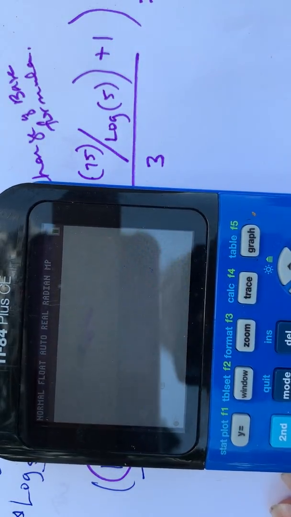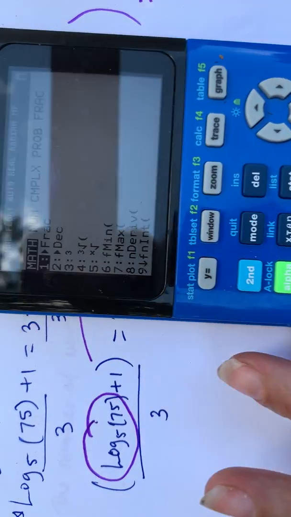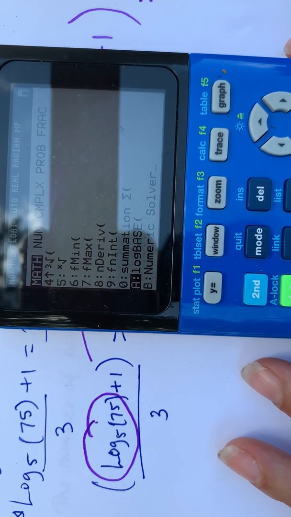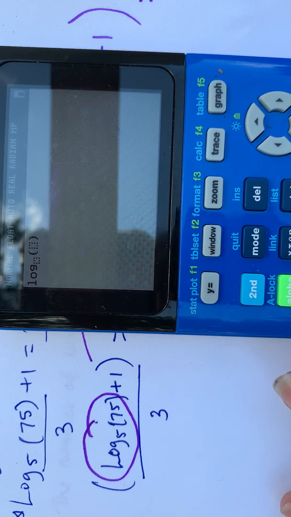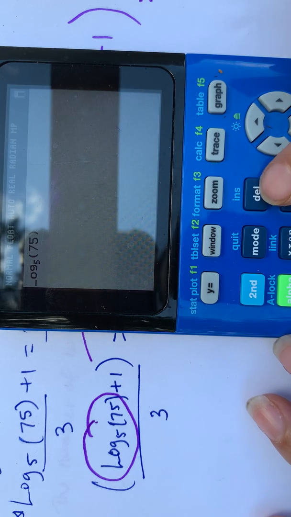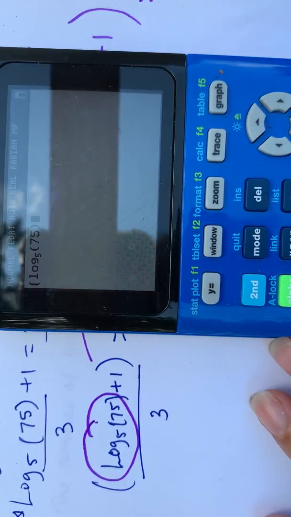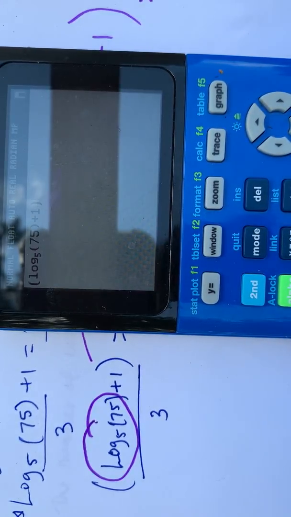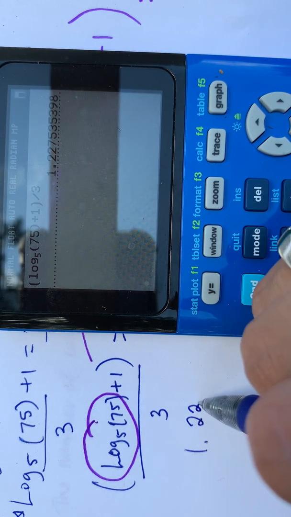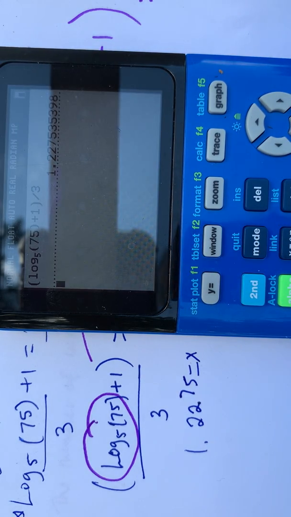So turn on your calculator. We're going to use the math button right here, math. If you scroll up or down, you'll get to a button that says log base. You're going to hit enter. It allows you to put in any base you want. So I have 75. I did forget to use some outer parentheses here, so let me go ahead and insert. Second insert will allow you to insert some parentheses. Now I come over here, then I'm going to hit plus 1. Close that parenthesis. This is acting like the numerator. It's acting like all this. Then you're going to hit divided by 3, and I get the answer of 1.2275 equals x.